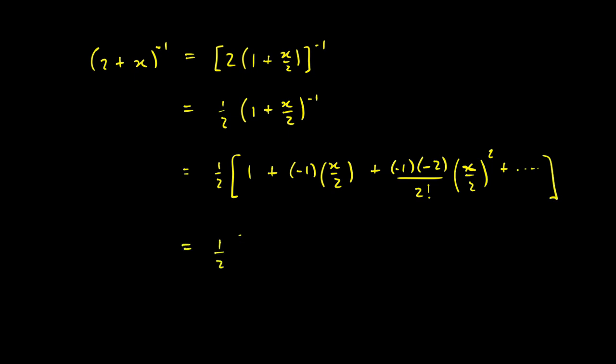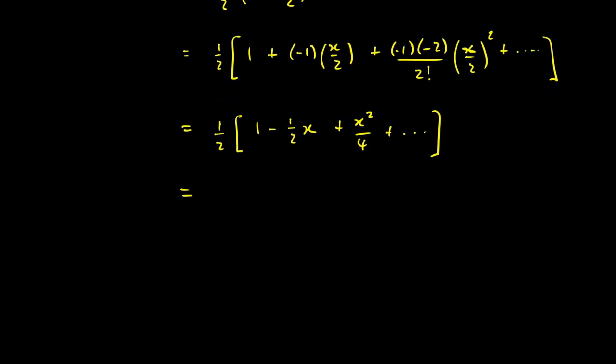This is a half bracket 1 minus a half x. -1 times -2 is +2, divided by 2 is 1. And then x upon 2 squared is plus x squared upon 4, plus ... And so this thing simplifies to give a half minus a quarter x plus an eighth x squared plus ... All right, that's all that.